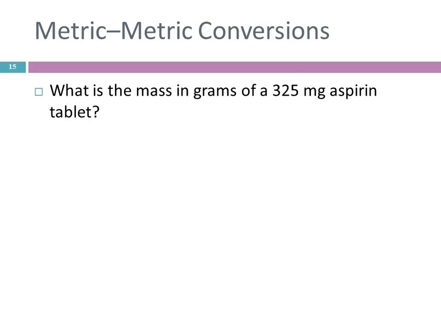Let's do a metric conversion. What is the mass in grams of a 325 milligram aspirin tablet? There's another typo on that one. This should be hyphenated. Okay, what unit are they asking us for? Grams. And what quantity do they give us? 325 milligrams. These are nice, simple word problems.